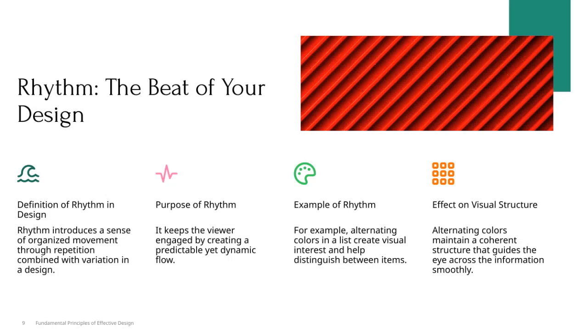Rhythm in design is all about creating a sense of organized movement. It's achieved by repeating certain elements with some variation, which keeps things visually interesting. The main purpose of rhythm is to keep the viewer engaged, providing a flow that feels both predictable and dynamic at the same time. For instance, alternating colors in a list is a simple way to introduce rhythm.